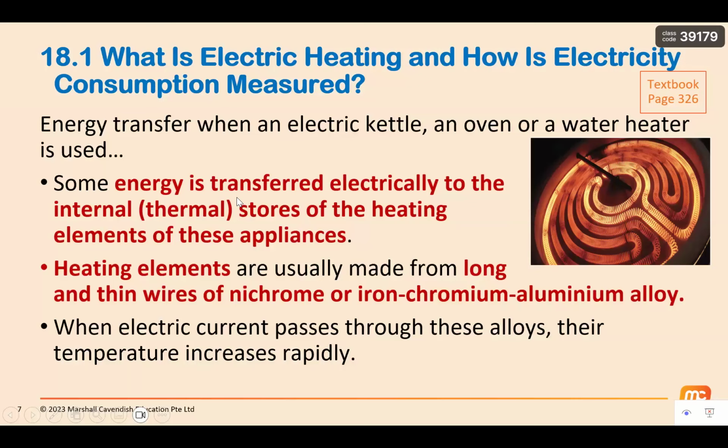Okay, so the first part, we are zooming into what is electric heating. So we know that energy is transferred electrically to the internal stores of heating elements for appliances that make use of the heating effect of electricity. So heating elements are usually made from long and thin wires that have very high resistance. They're usually made of nichrome or iron, chromium, aluminum alloys.